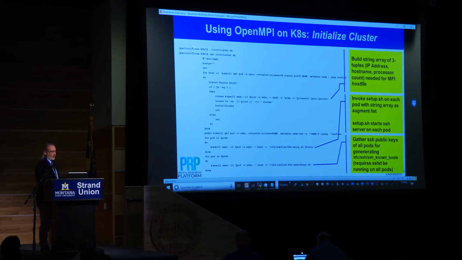Okay, so I'll make all these scripts that I've written available to you in a Git repo, but the first thing you have to do is you have to initialize the cluster so that you can launch an MPI job using mpirun. So I created this shell script, just a simple bash script called init_cluster, and we can look at it here. So what this does is it does really 3 things. The first thing it does is it'll iterate over all the pods that are created, and it'll generate a string of 3-tuples consisting of an IP address, the host name of the pod, and the number of cores available to the pod.